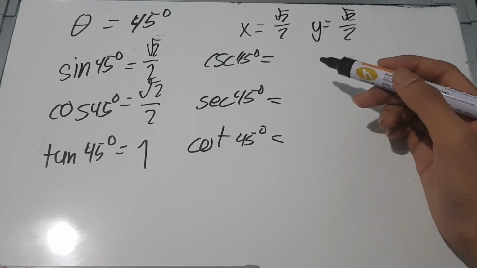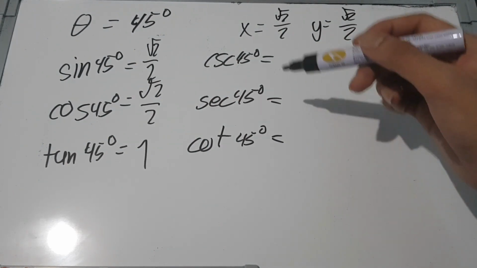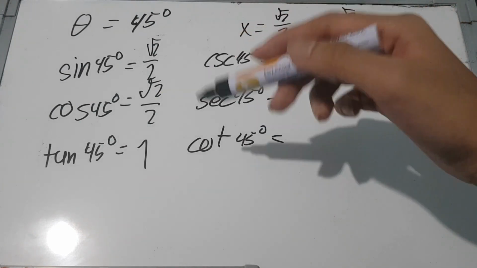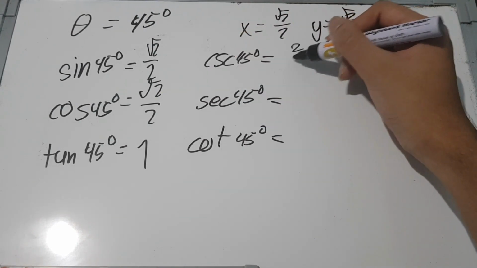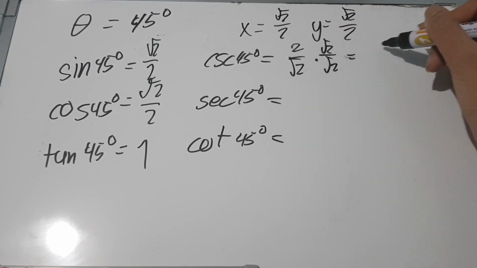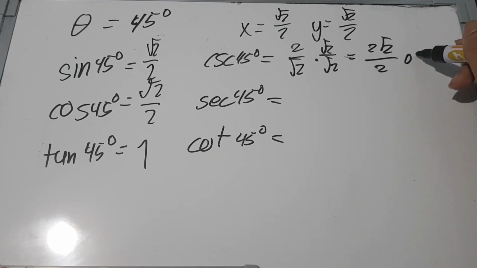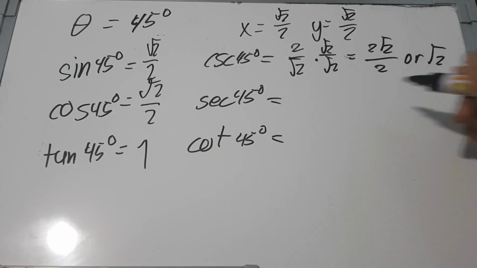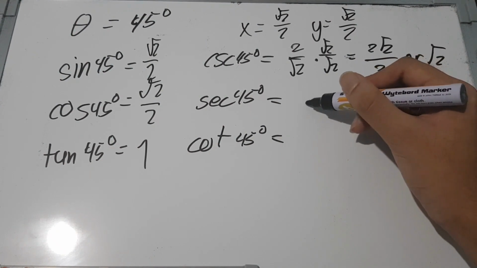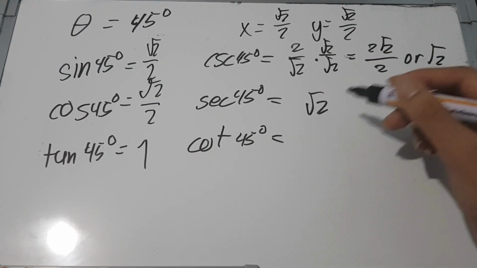Now, in order to get cosecant, secant, and cotangent, we just need to get the reciprocal of sine, cosine, and tangent, which will be 2 over square root of 2 times square root of 2. This will be 2 square root of 2 over 2, or square root of 2. Same with secant 45, this will be square root of 2. And for cotangent 45, it is also the same, 1.